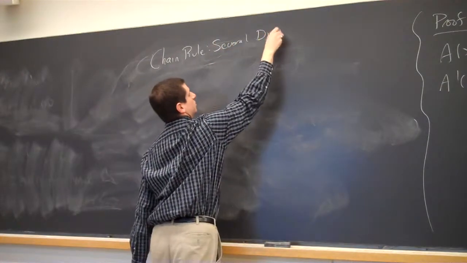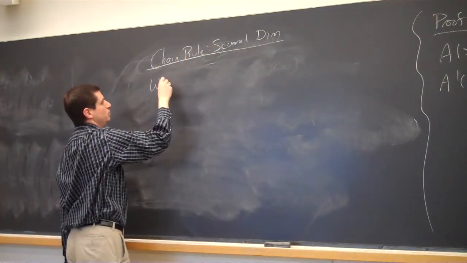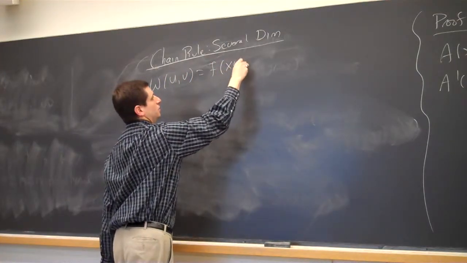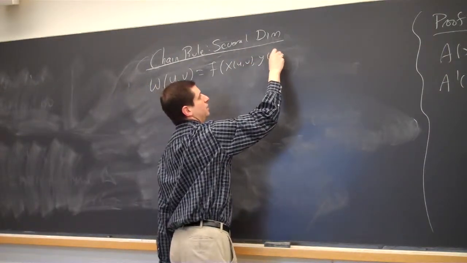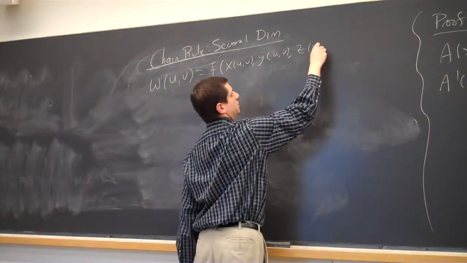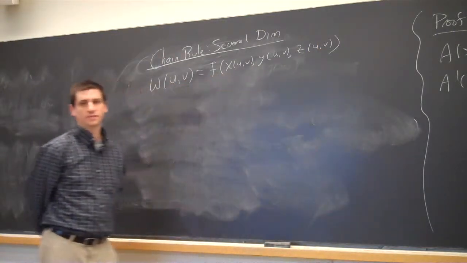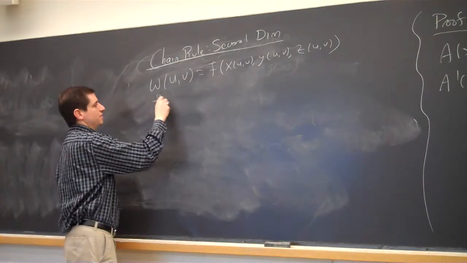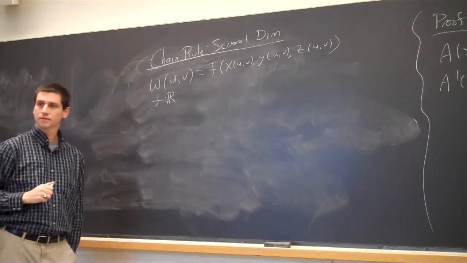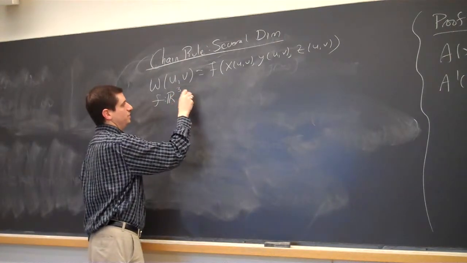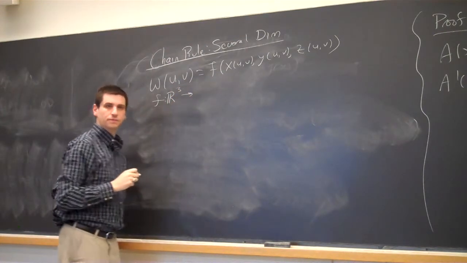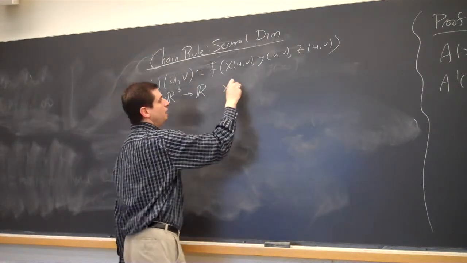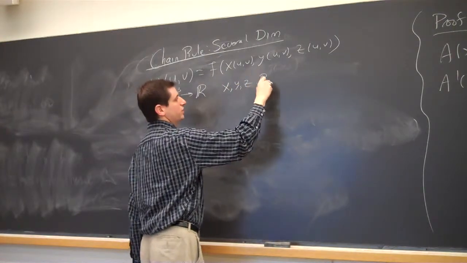several dimensions. So let's say we have W of u, v is f of x of u, v, y of u, v, z of u, v. Right? So I start off with the function f. How many inputs does f take? 3. And how many outputs does f give you? 1. f is a real valued function. I can now view x, y, and z as functions. How many inputs do they take?